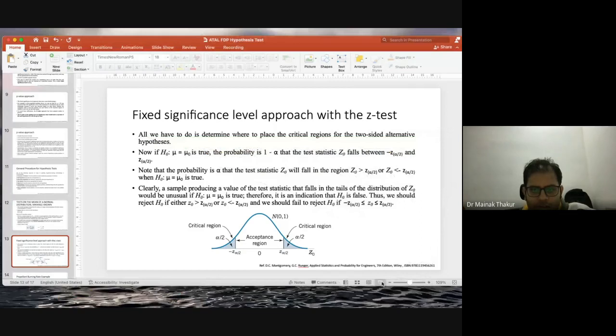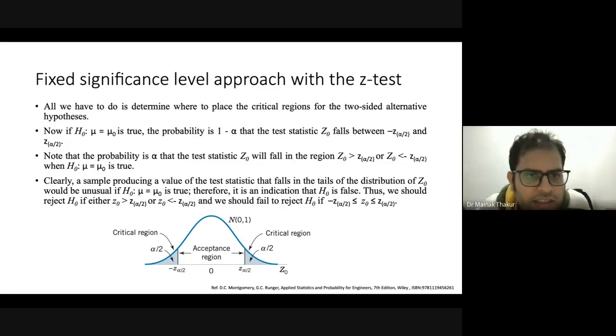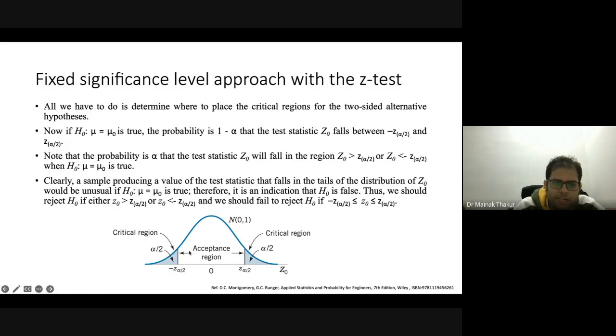So if alpha equals 0.05, this value will be minus 1.96, and as this is a symmetric curve, Z alpha by 2 will also be 1.96, right? So you can calculate these Z scores for different alpha. Note that the probability of the critical region is alpha, and this part, the acceptance region, is 1 minus alpha, right? The critical region is divided into two regions, alpha by 2 and alpha by 2, because it is a two-tailed test.